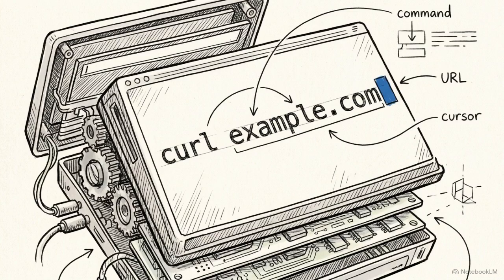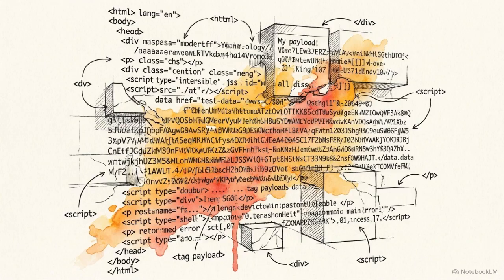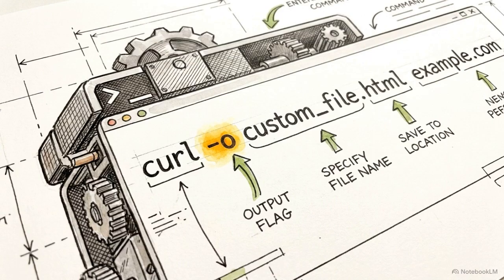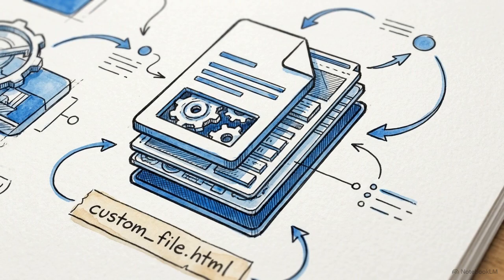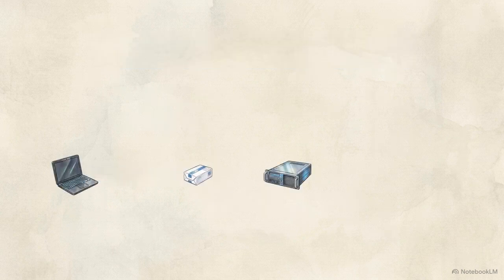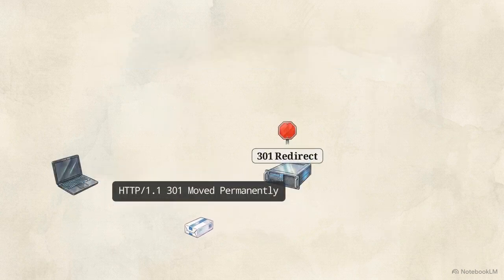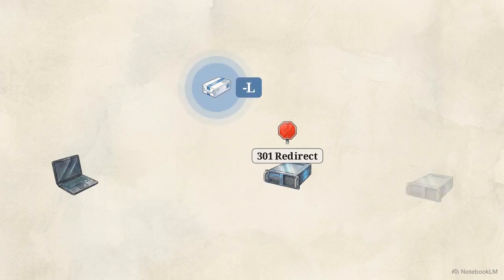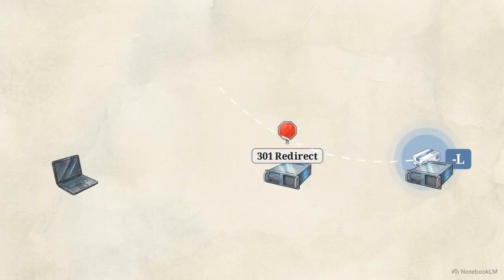A standard curl command initiates a GET request, and by default, dumps the raw output payload directly to your terminal's standard output. To override this and save the data locally, you use the output flags. A lowercase -o allows you to specify a custom file name, while an uppercase -O extracts the file name directly from the remote URL. If that URL results in an HTTP 301 or 302 redirect, curl ignores it. Because it makes no assumptions, it will only return the redirect header. To force the engine to follow the redirect, you must pass the -L or location flag.